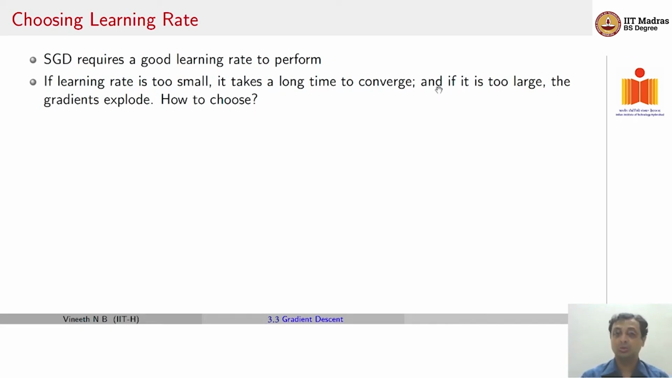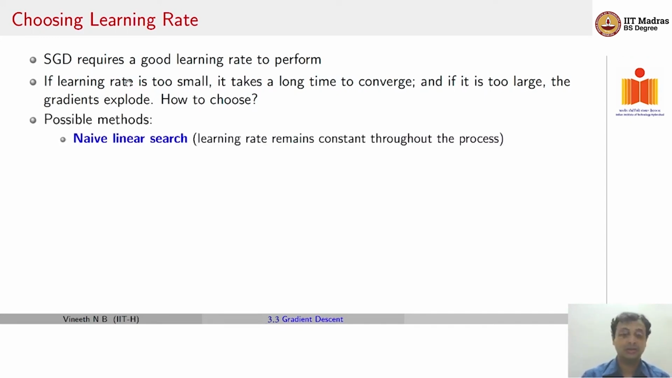If the learning rate is too large, the gradients can explode. Now, how do you choose a learning rate in practice? Assuming we don't use momentum, one simple option is naive linear search. You just keep your learning rate constant throughout the process. Just fix it, and use the same learning rate across all your iterations until you reach convergence.